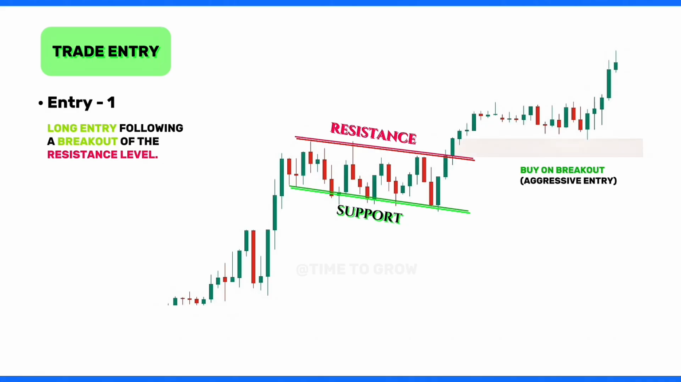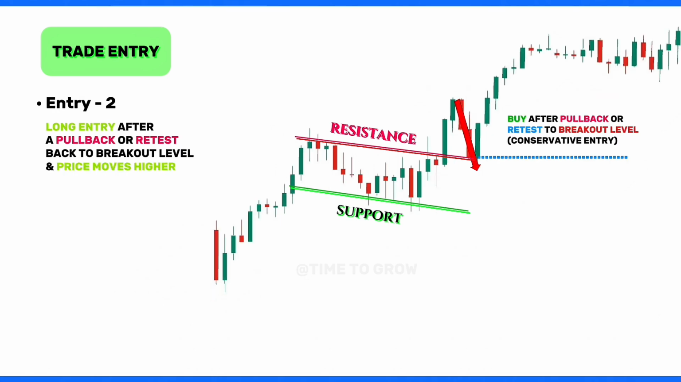You can either enter immediately on the breakout candle or wait for the candle to close and enter with the next one. Another method is to wait for price to pull back and retest the broken resistance level. If the market respects that level and starts pushing higher again, that can give you a more conservative long entry.